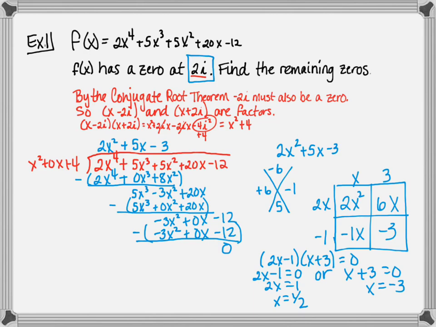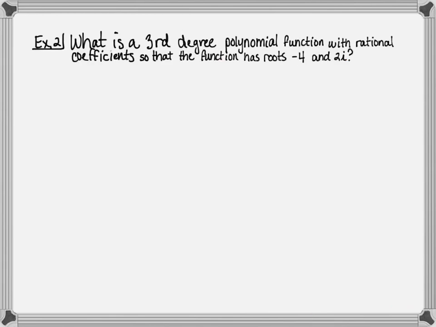So we still have 2i and negative 2i. And now we also have 1/2 and negative 3. Those are all the zeros for this polynomial function. So the zeros are, as I said, 2i, negative 2i, 1/2, and negative 3.